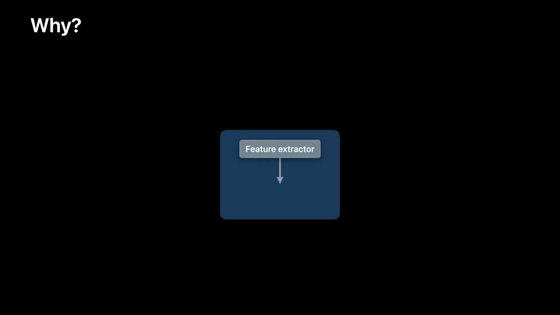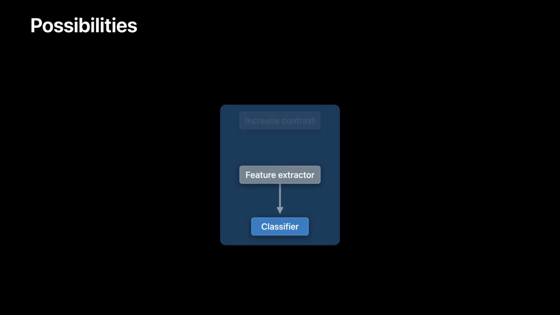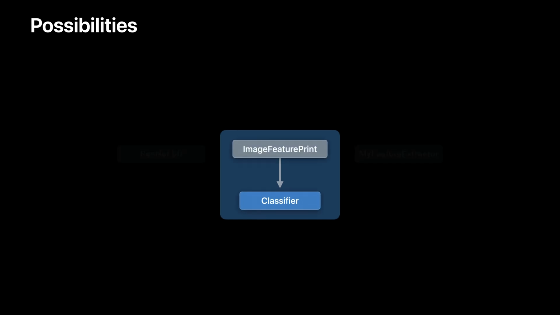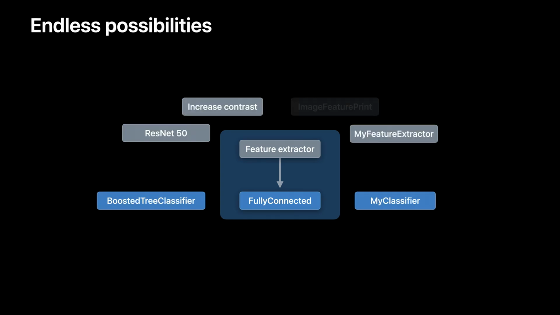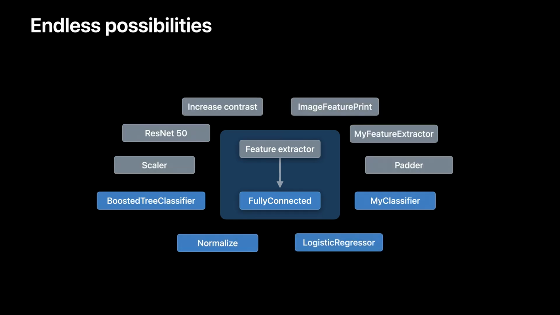But why do we want to break it into pieces? The reason is we want to expand the possibilities. Maybe you want to do some pre-processing by increasing the contrast. Or maybe you want to normalize all images so they have uniform brightness before you extract features. Or maybe you want to try a different feature extractor. Or maybe you want to try a different classifier. The possibilities are endless. These are just a few of the options.